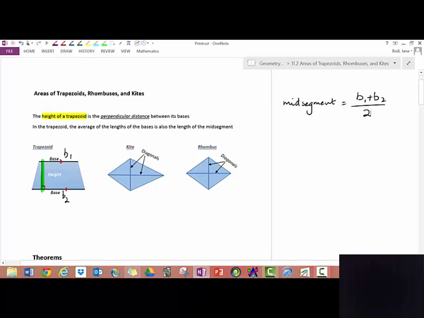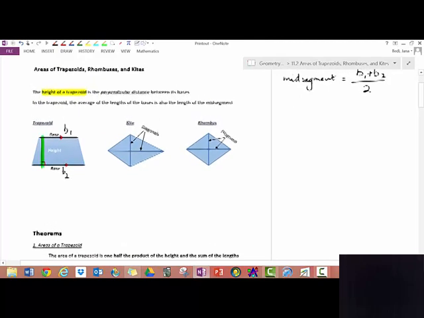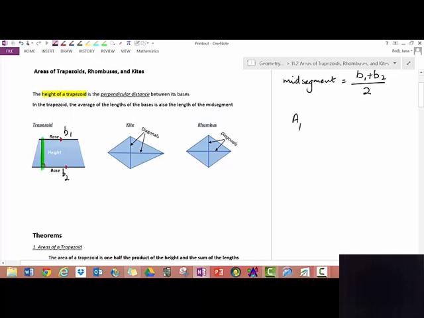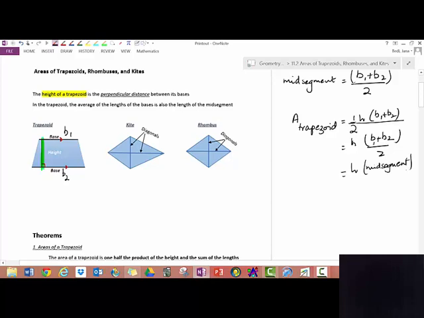So the area of a trapezoid is equal to 1/2 the product of the height and the sum of the lengths of the bases. Or I can just think of this. Now I can rewrite this as H times B1 plus B2 over 2. Well, if you look at the top there, I can say the area of the trapezoid is H times the mid segment. So even if you're not given the two bases, given the mid segment, you can find the area of the trapezoid, which is kind of neat.